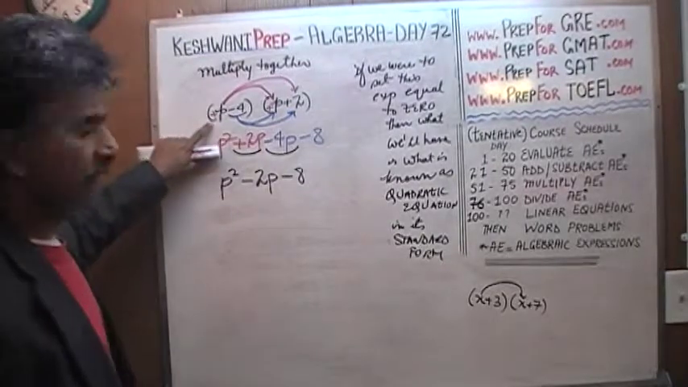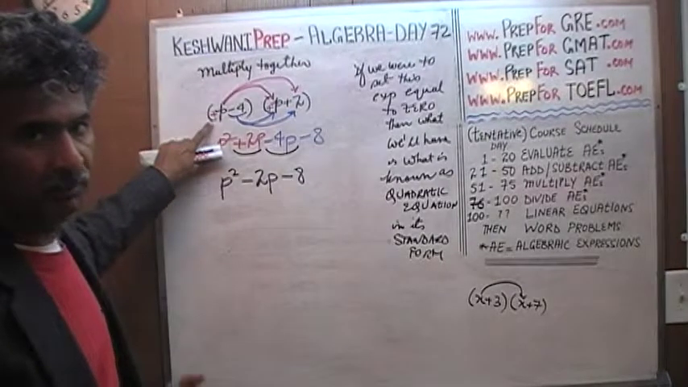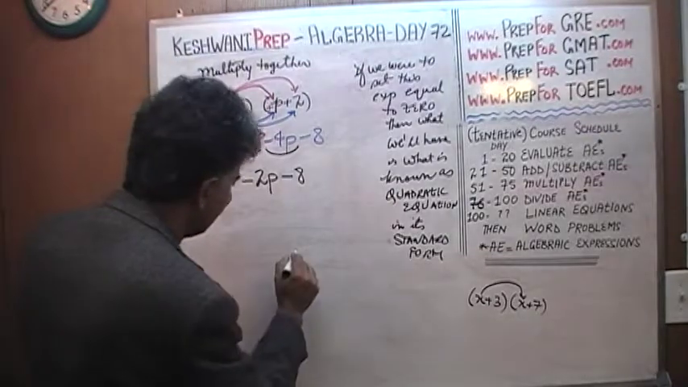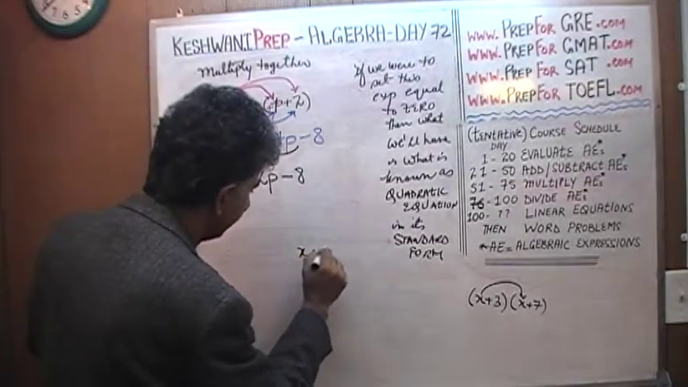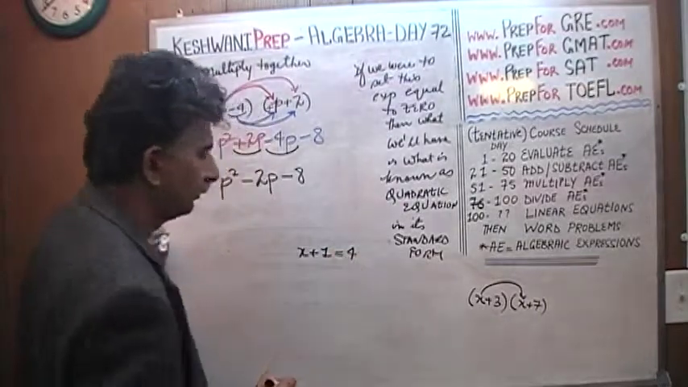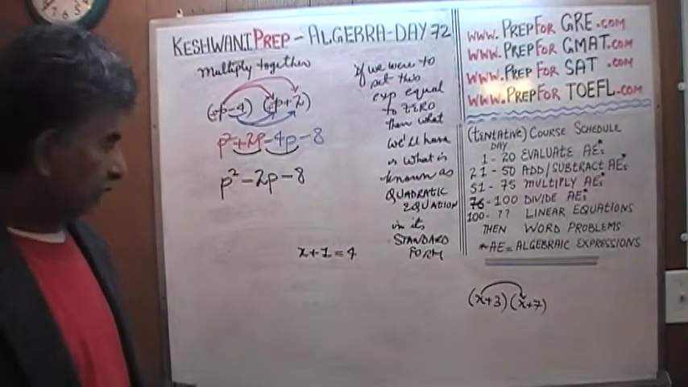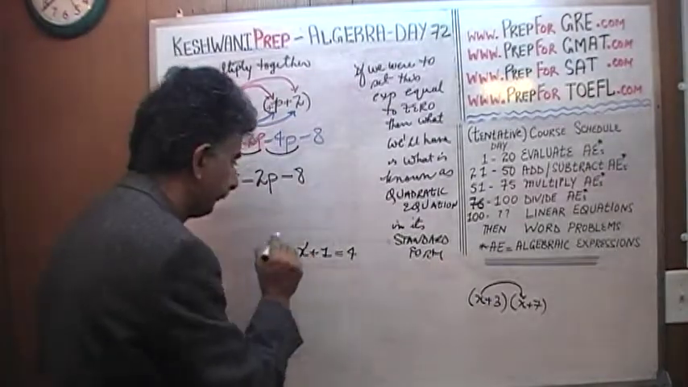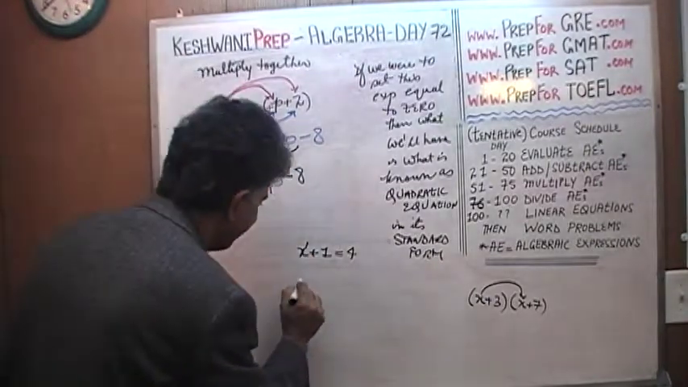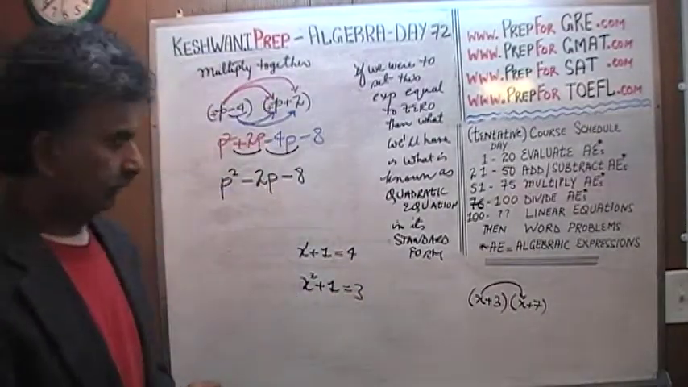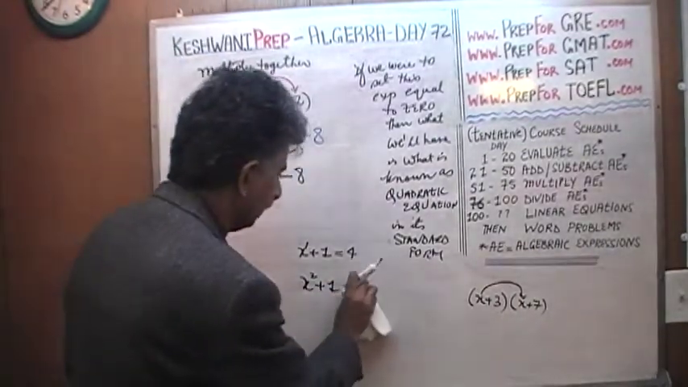This is a linear expression. What does it mean, linear expression? Linear means it is raised to the first power. I'm going to give you a simple linear equation. Watch here. If I tell you x plus 1 equals 4, well, that's a linear equation, because x is raised to the first power. Had it been raised to the second power, it is no longer a linear equation.